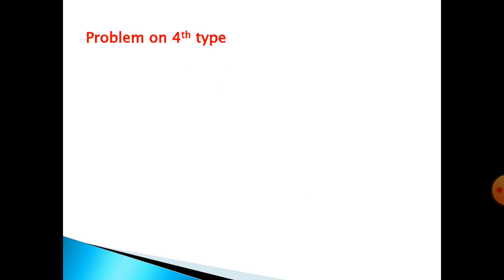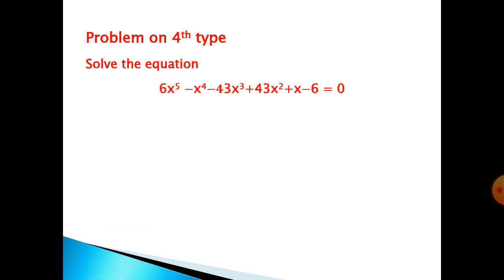Now let's see a problem on the fourth type. Solve the equation 6x⁵ − x⁴ − 43x³ + 43x² + x − 6 = 0. Here the first and the sixth term, second and the fifth term, third and the fourth term coefficients are equal. So this is a reciprocal equation. Here the highest power of x is 5, so it is an odd degree equation.